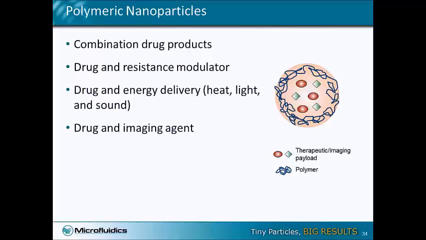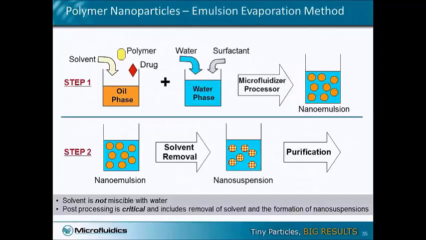So the way we use the microfluidizer to create these nanoparticles, basically using the emulsion evaporation method. So basically, we're forming a nanoemulsion with the polymer and drug dissolved in the solvent as an oil phase, and then disperse this oil phase into the aqueous phase using the microfluidizer to create a nanoemulsion. After the creation of the nanoemulsion, the solvent is removed either by evaporation or by solvent exchange.